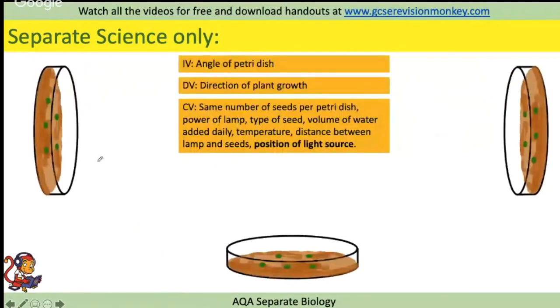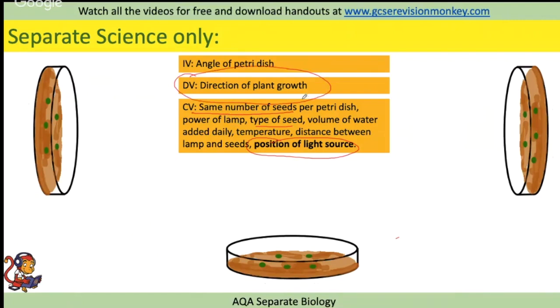The angle of the Petri dish. You may well have some crazy setup in the exam where they're changing the angle of the Petri dish for measuring plant growth. So this again involves plant hormones and auxins that we'll talk about in a minute. So you might put the plant Petri dishes at different angles, this time keeping the light source the same, the same number of seeds, the same type of seeds, etc. And this time we might be looking at measuring the direction of the plant growth.